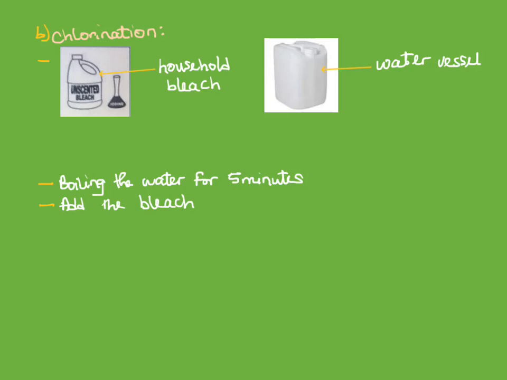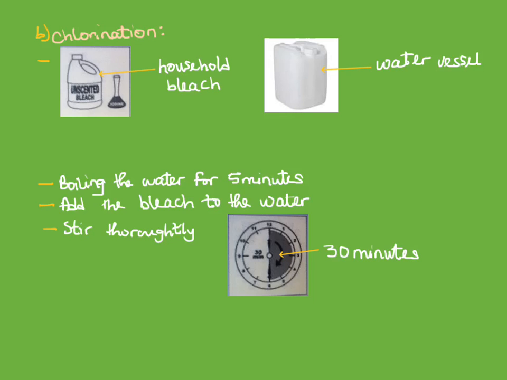Note: the amount of bleach added depends on the quantity of the water, and the greater the quantity, the greater the amount to be added. For example, in 1.5 liters of water in a bottle, you can add 3 drops. Stir thoroughly. Let it stand for at least 30 minutes.